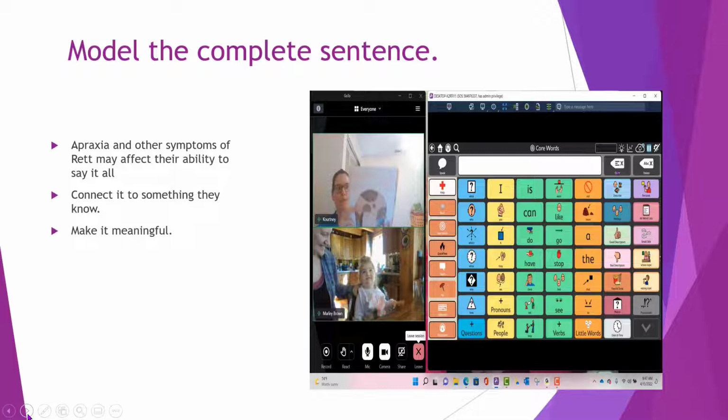One of the things that both Susan and I have noticed in working with our kiddos is because of their apraxia and other symptoms of Rett, it may affect their ability to say everything that they want to say. So what we want to do is take what they say and connect it to something they know, make it meaningful. For example, they might say the most important thing first and then add in other words. So we want to model the complete sentence so that they know where those words are, but we also want to take what they say. Let's find out what happens.